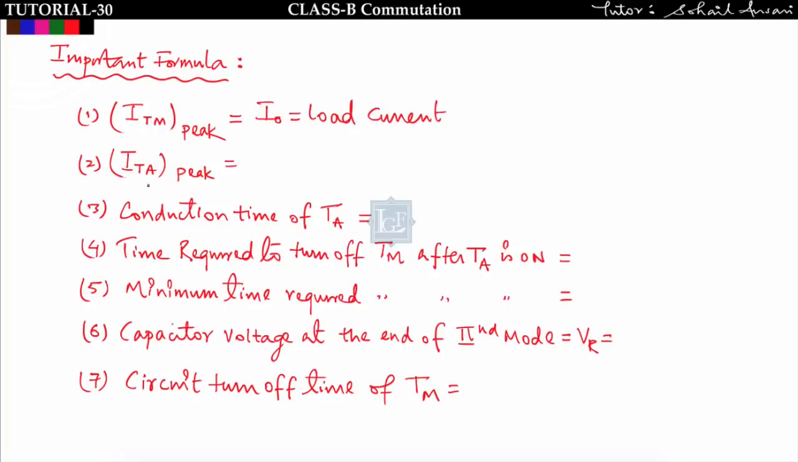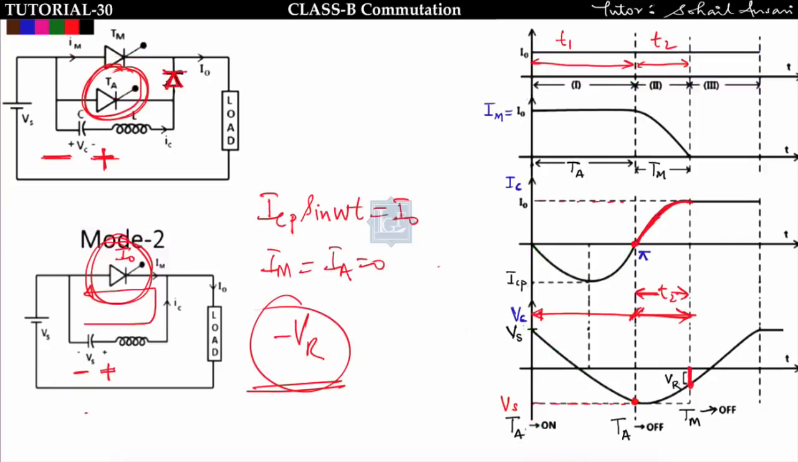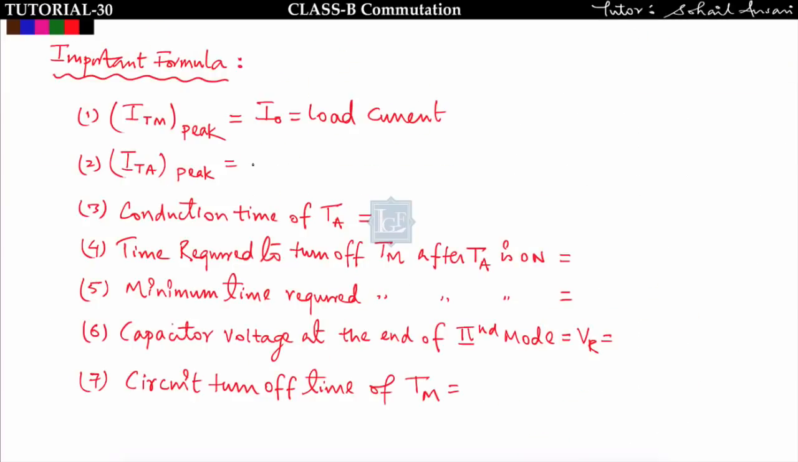Okay. Now what will be the ITA peak? We have already found ITA peak. This is the auxiliary thyristor current, right? So the peak current across the auxiliary thyristor will be ICP. We have already found that it is equal to Vs under root C by L. So the peak current across the auxiliary thyristor will be ICP, that is equal to Vs under root C by L.